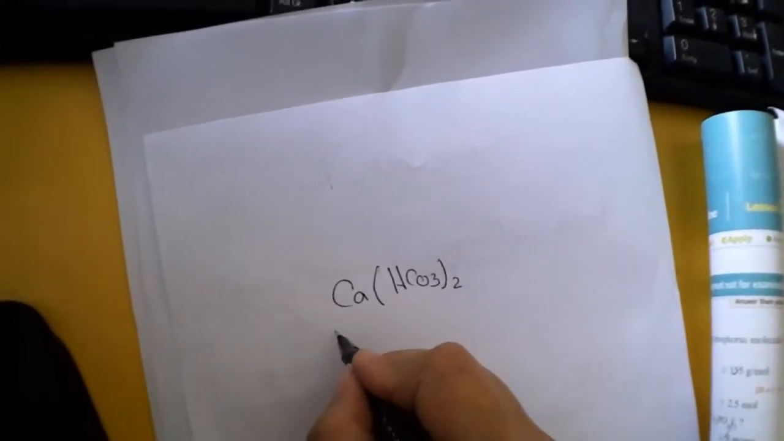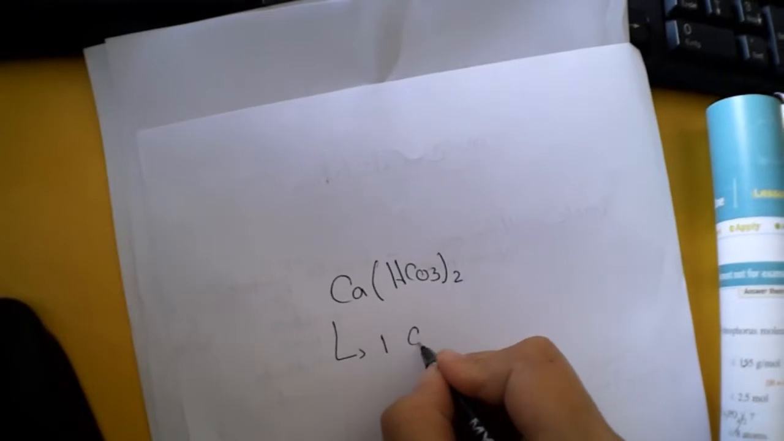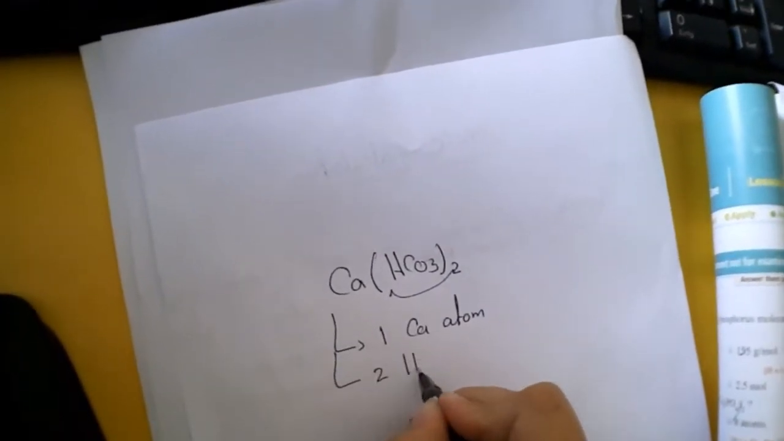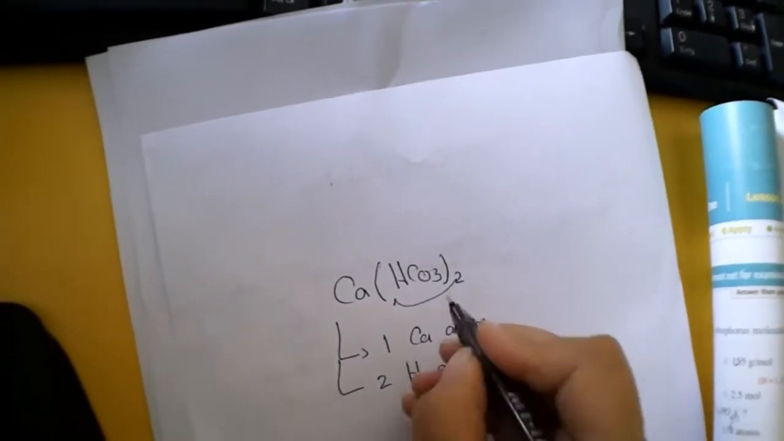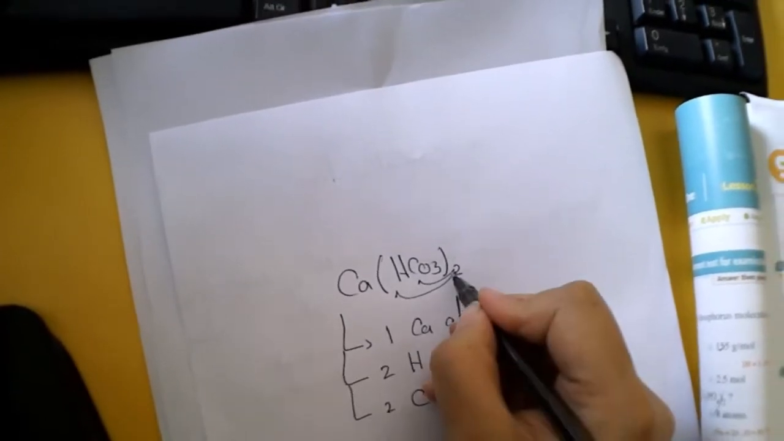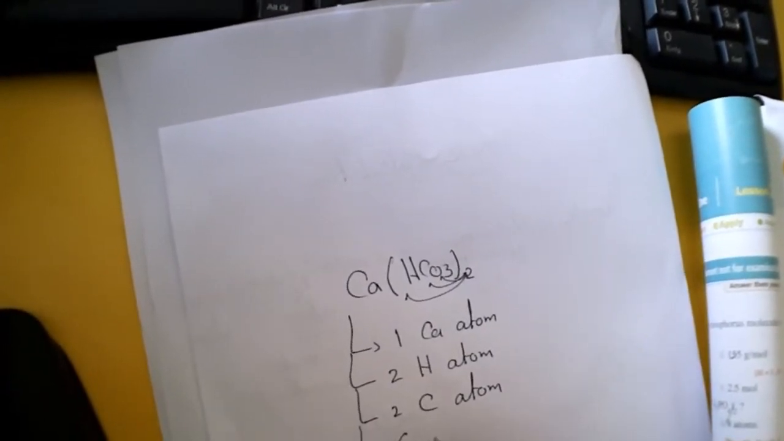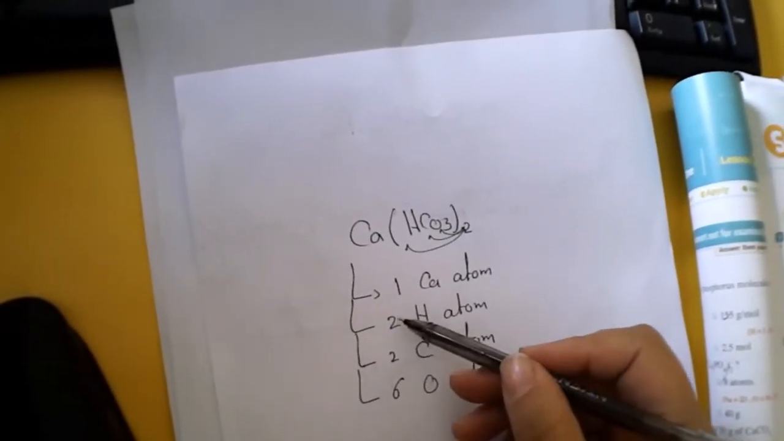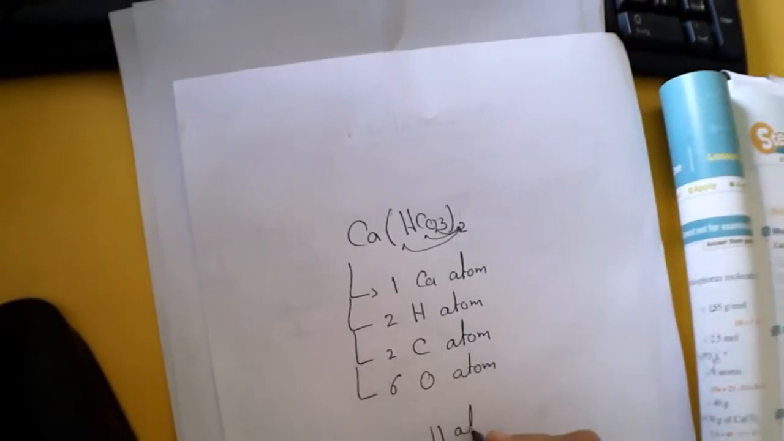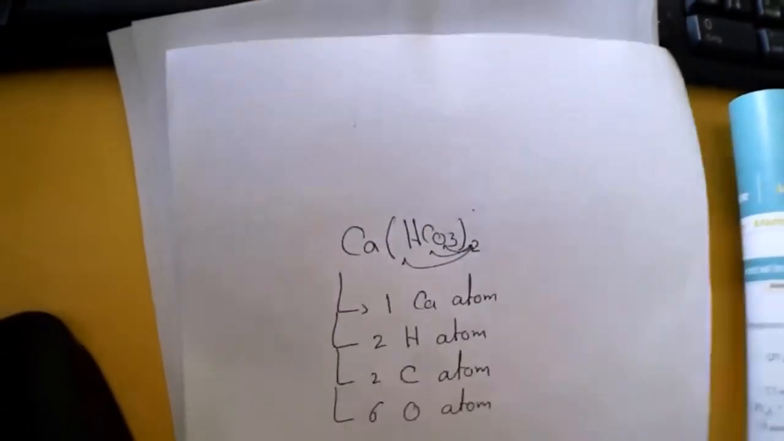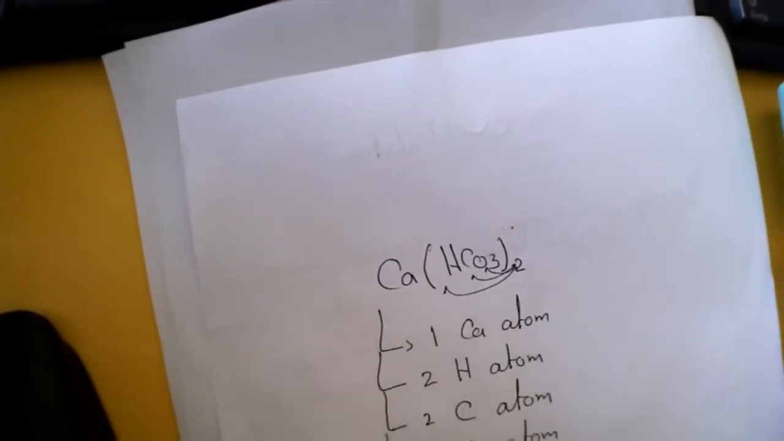As you see here, we have 1 calcium atom, and we have 2 hydrogen atoms, and we have 2 carbon atoms, and we have 6 oxygen atoms. So to calculate the number of the atoms, we have to add them together. It's 11 atoms. So this is the number of the atoms of the formula unit, or this ionic compound called the formula unit of the calcium bicarbonate.